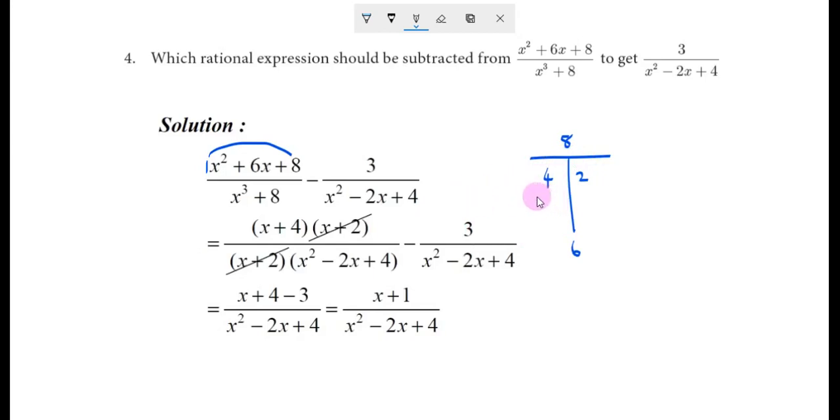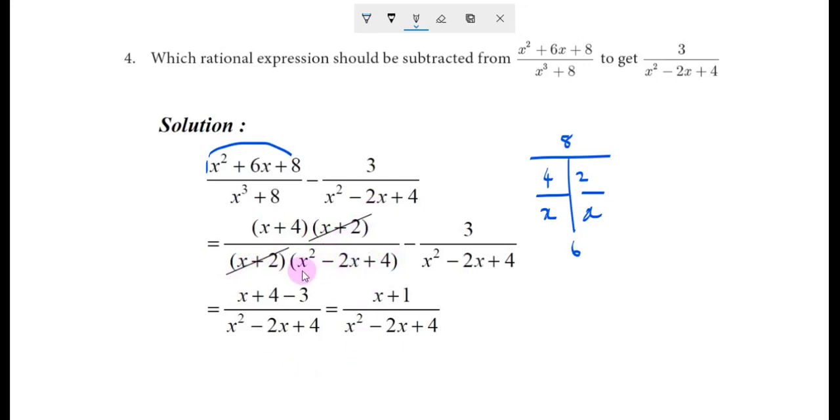Understood? So 4 by, here x square we go. So I take x. So denominator to numerator we should take. So x plus 4. So that is (x plus 4) into (x plus 2), divided by x cube plus 8. This we solved already. So (x plus 2) into (x square minus 2x plus 4). So x plus 2 cancelled.